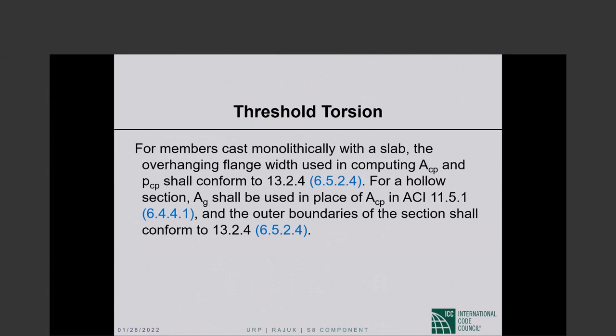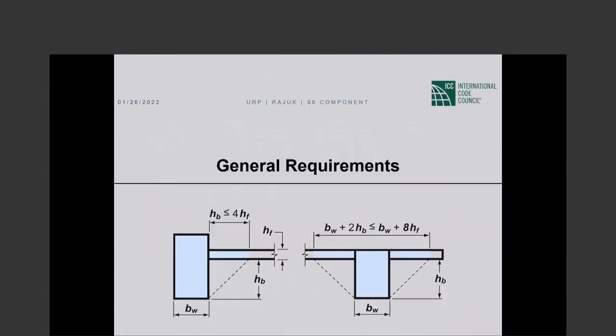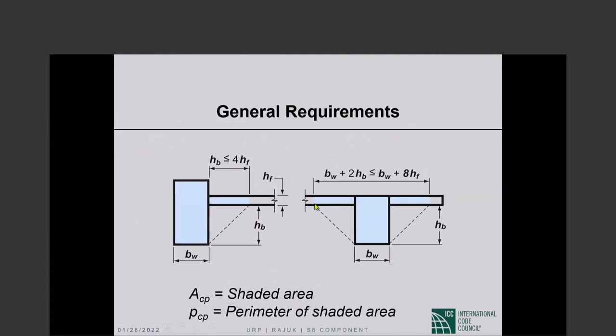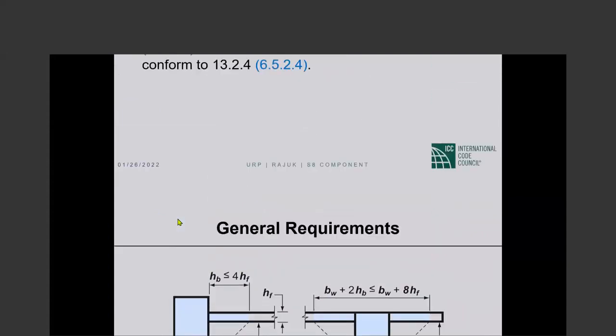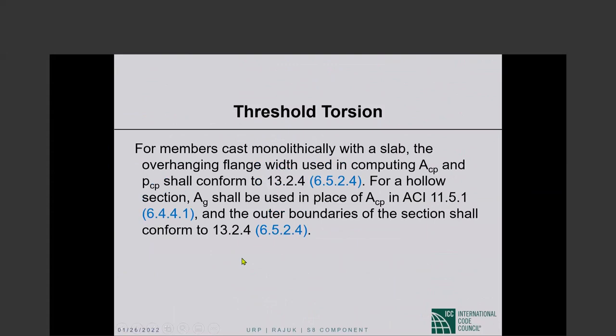For threshold torsion, when we have overhanging flanges, as in this picture, the A sub CP, P sub CP, the section resisting torsion is as shown in the picture. This is as in two-way slab design. We include a portion of the slab in the torsional member. Maybe we should read: for members cast monolithically with a slab, the overhanging flange width used in computing A sub CP and P sub CP shall conform to whatever we did in the two-way slab chapter.